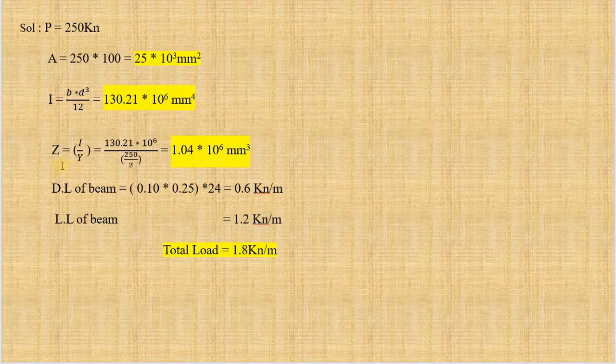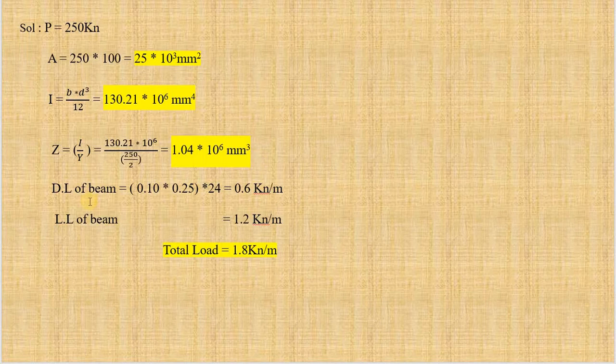The next thing is for Z, sectional modulus. Standard formula is I by Y. I value we know, and what is this Y? It is a rectangle section, so 250 by 2 will give you Y value. Z value is 1.04 into 10 power 6 mm cube.